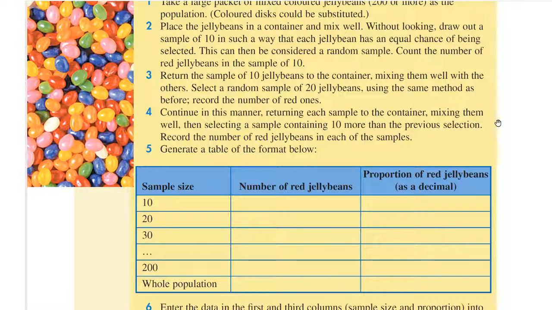Now, I'm going to return that sample back to the middle of the desk, mixing them well. Then I'm going to select a random sample of 20, and same as before, count the proportion of the colour that you chose. Going to continue with this, returning each sample to the container or the middle of the desk, mixing them well, and selecting 10 more each time than the previous selection. Record the number of your colour of M&Ms and put that into the table below.